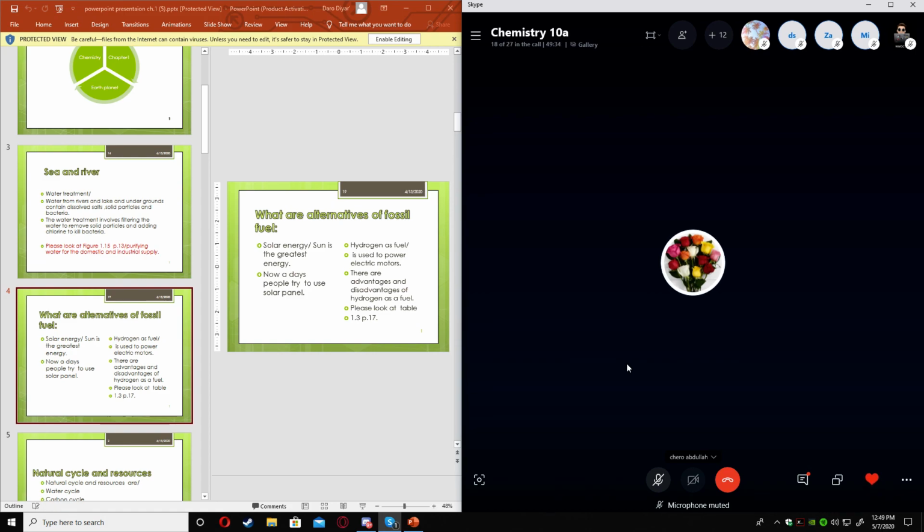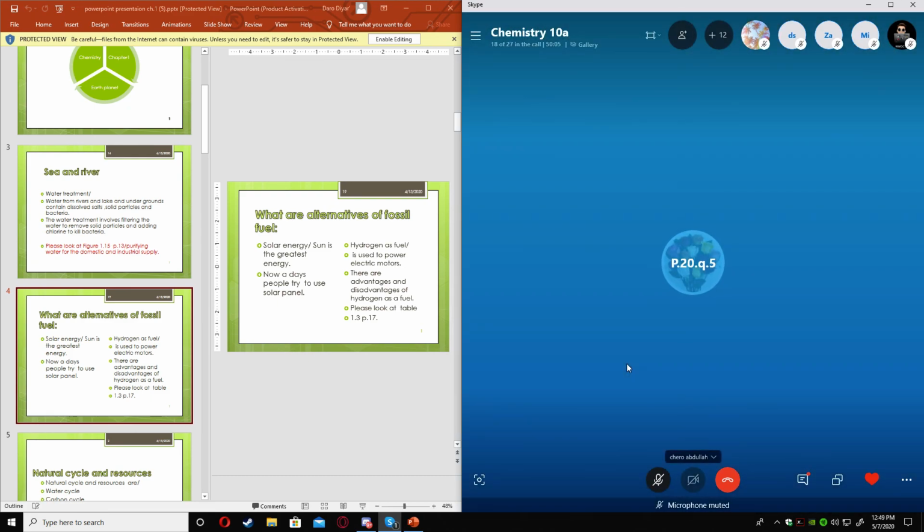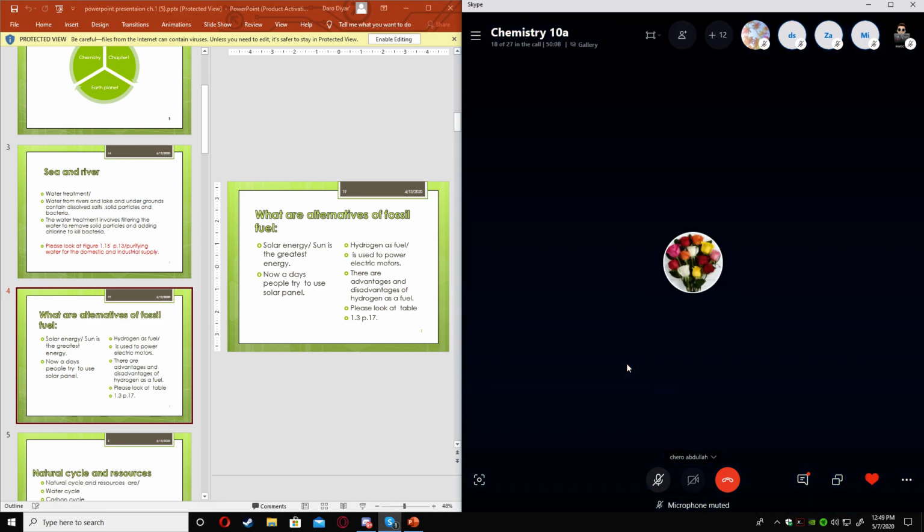You also have question 5 at the end of the chapter, which is a very good question. Highlight this question, question 5. Do you have it? On page 20. Question 5. Please highlight it. The diagram shows part of the carbon cycle, and includes some of the processes that determine the percentage of carbon dioxide in the atmosphere.